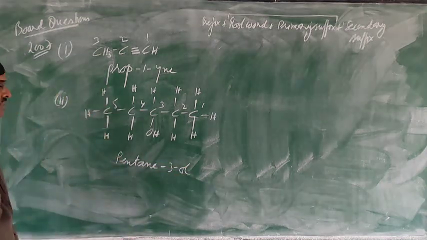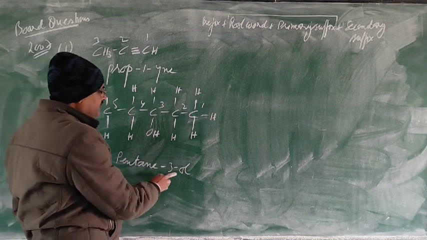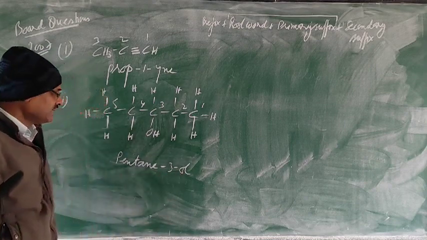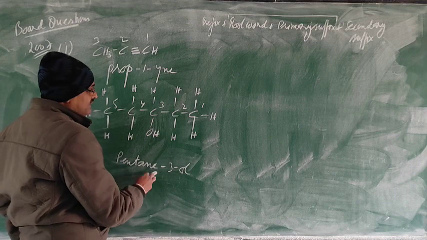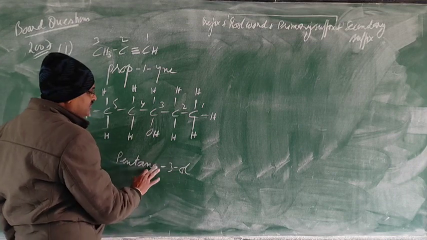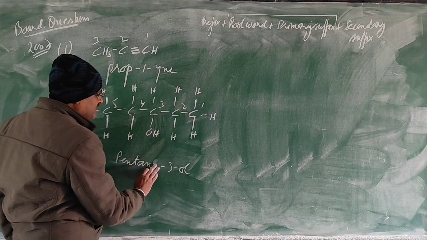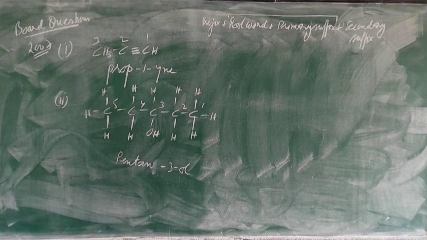One rule I have given you: after e, if a, i, o, u, y letters are coming when you add the primary suffix and secondary suffix, then the e is removed. So we will remove this one. The name of this compound will be pentan-3-ol.